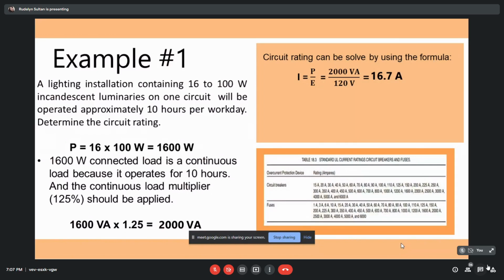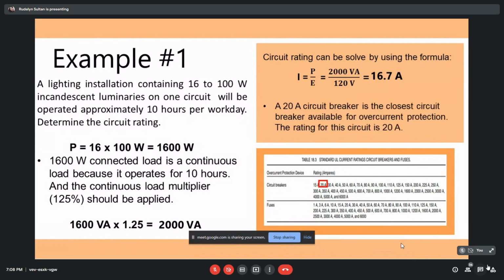And based sa table 18.3, mangita tag rating sa circuit breaker nga duol sa 16.7 amps. So, ang 20 amps ang rating nga duol sa 16.7 amps. Though duol pod ang 15 amps, but dili ta pwede mo gamit og circuit breaker nga ubos ang rating sa 16.7 amps. Dapat katong duol nga higher sa iyahang value atong gamiton. So, the 20 amp circuit breaker is the closest circuit breaker available for overcurrent protection. The rating for the circuit is also 20 amps.